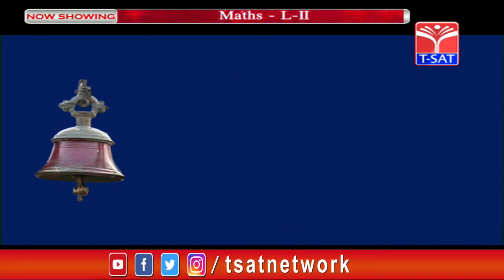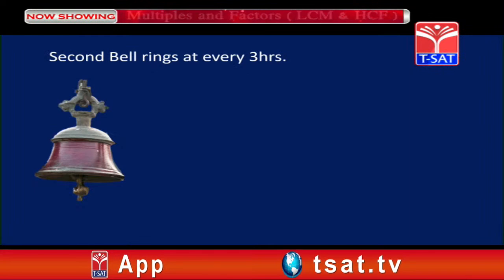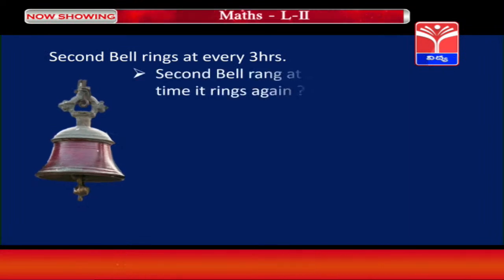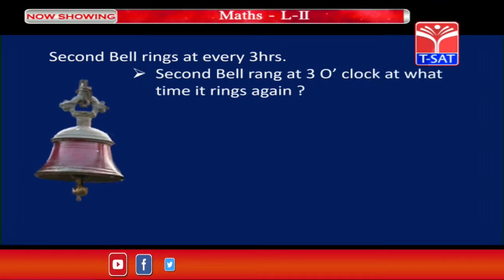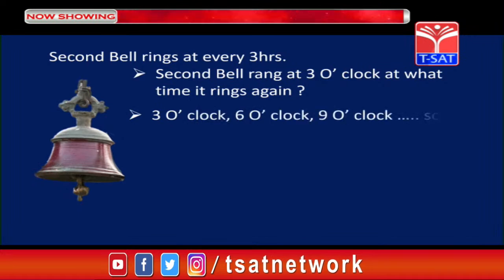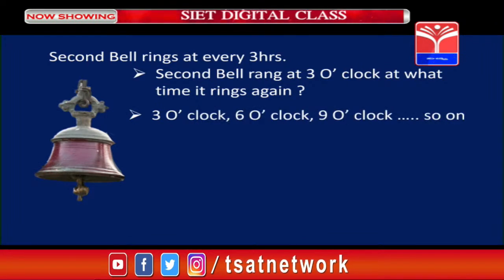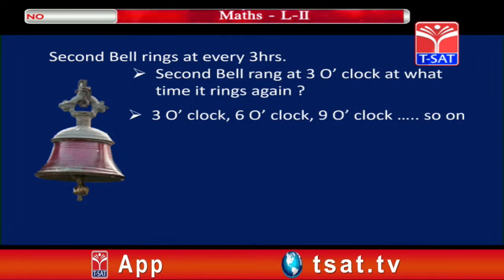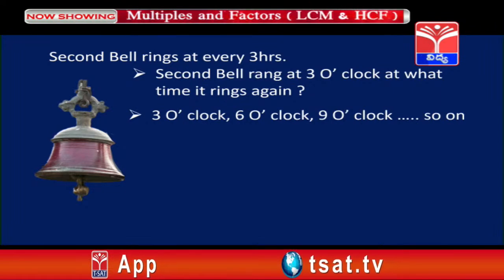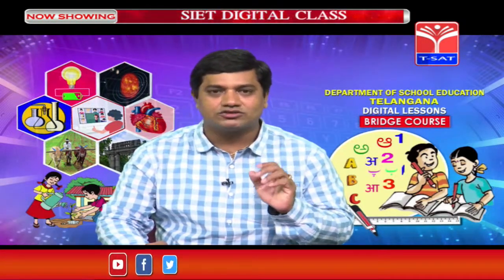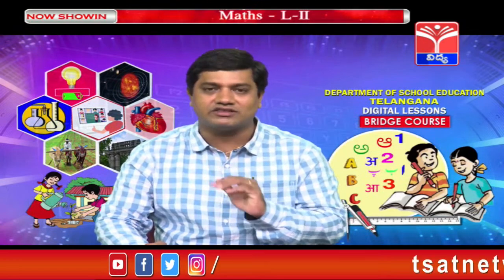Now see this second bell. The second bell rings at every 3 hours interval. So it is ringing at 3 o'clock. Then at what time does it ring again? Continuously 3 o'clock, 6 o'clock, again it rings at 9 o'clock. Like that, for every 3 hours the bell rings, because it is set at an interval of 3 hours each.